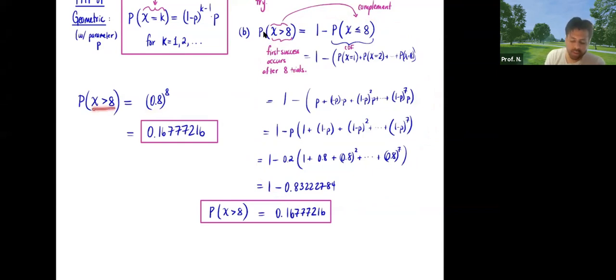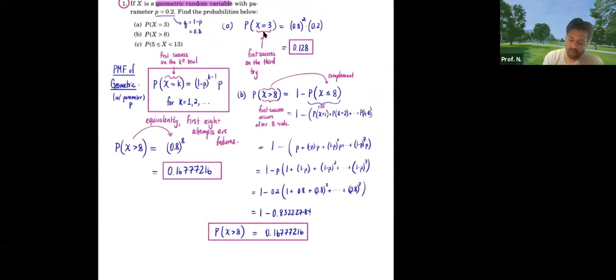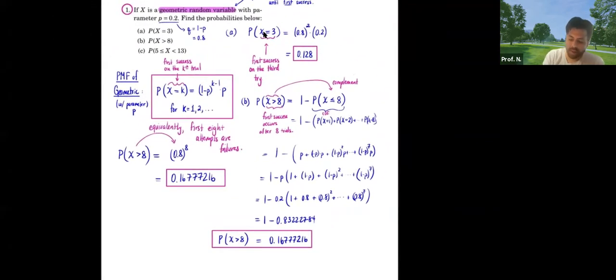You're saying that the first 8 tries must have been failures. That's the equivalent statement to this: first 8 attempts are failures. That's another way you could have thought about it. Okay, so any questions about parts A or B in this problem?